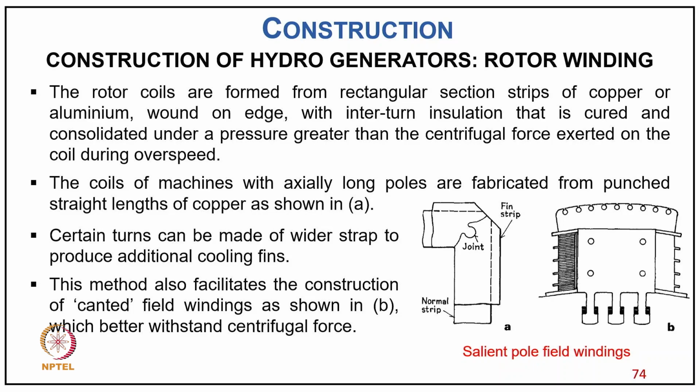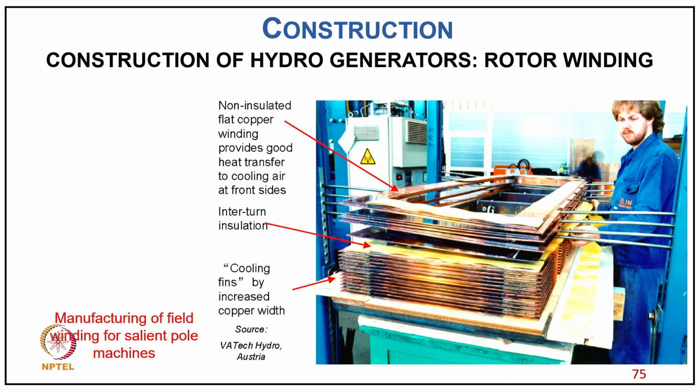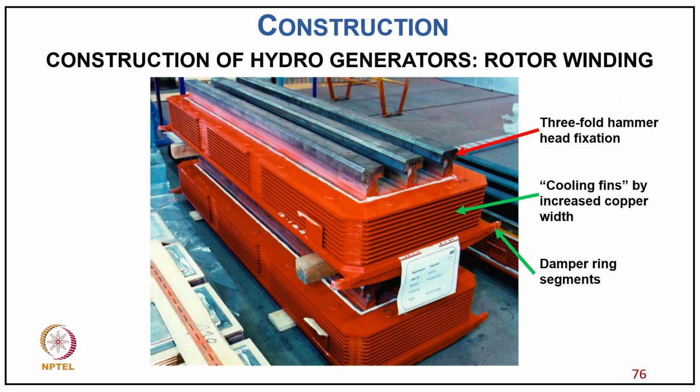and certain turns can be made with a wider step to produce external cooling fins. This method also facilitates the construction of a centered field winding, as shown in part B of the figure, which better withstands centrifugal force. You can see how a rotor winding looks. Typically this non-insulated copper winding provides good heat transfer to the cooled air at the front side, and internal insulation and cooling fins by increased copper width are typical in the manufacturing of field winding for salient pole machines. And you can see three-fold hammer head fixation and cooling fins by increased copper width, and damper segment.